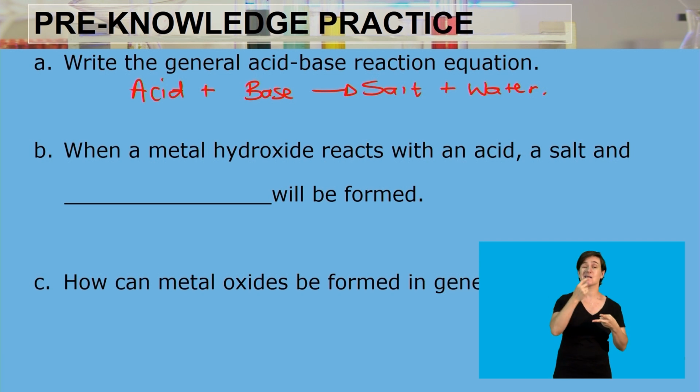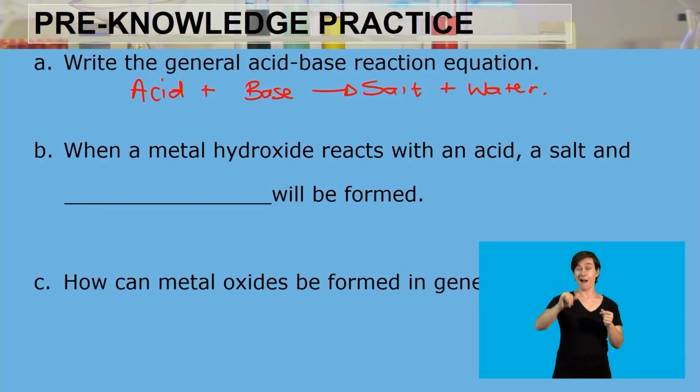Now the second question says, when a metal hydroxide reacts with an acid, a salt and something will be formed. So when a metal hydroxide reacts with an acid, we know that the acid is going to donate its hydrogen that is in front of the molecular formula. And then the hydroxide is going to donate the OH, and then that OH combined with the H will form the water. So that means the remainder is going to be forming the salt. So the reaction between a metal hydroxide and an acid is going to form the salt and then the water.